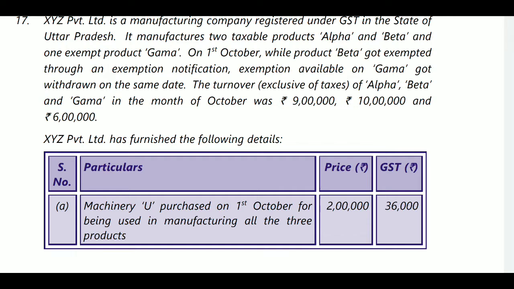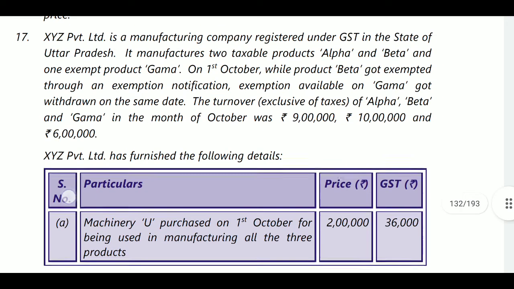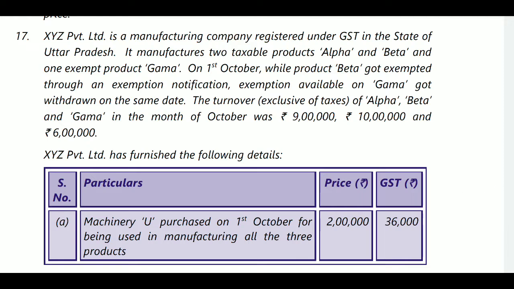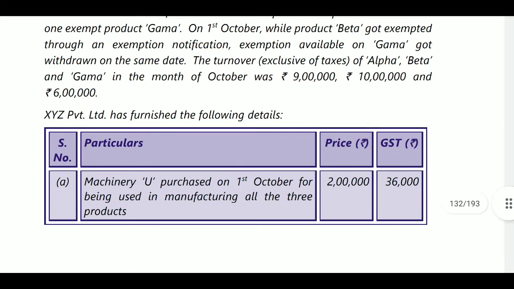So one taxable product became an exempted product, and the exempted product became a taxable product. And when a person's exempted product becomes taxable, on that product the ITC, that is on stock or finished goods, or ITC on work in progress, he may claim. Next, the turnover of alpha, beta, gamma in the month of October is 9 lakhs, 10 lakhs, 6 lakhs. So alpha turnover will be 9 lakhs, beta turnover will be 10 lakhs, gamma turnover will be 6 lakhs.